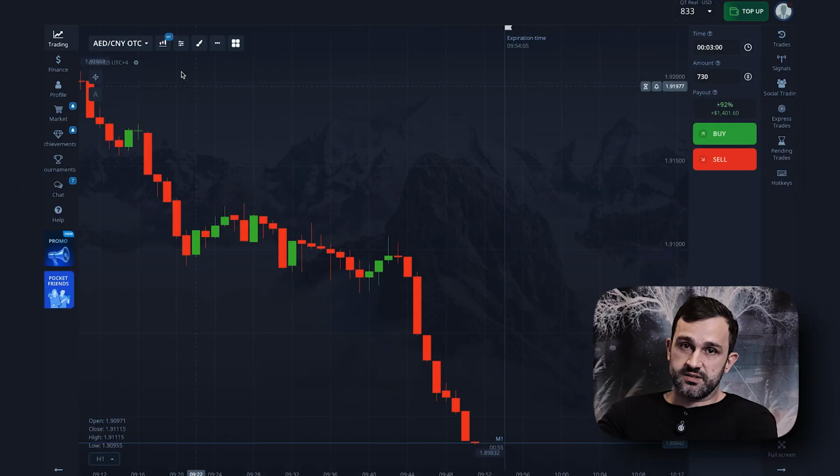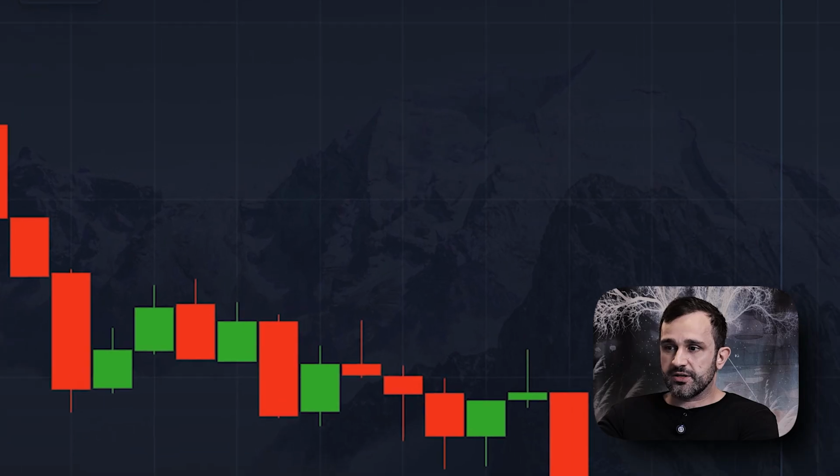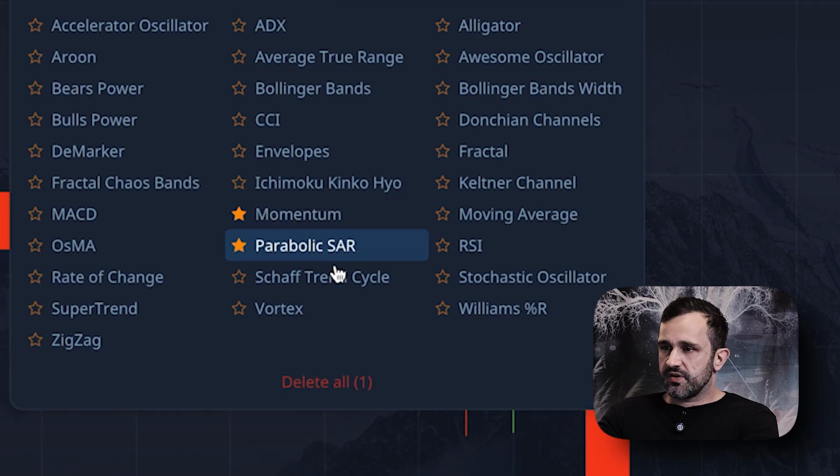Before starting to trade, I'll set up the platform. I set the chart type to candlestick, time frame 2 minutes. Today I choose a strategy based on the momentum and parabolic indicators. Now let's configure each one.